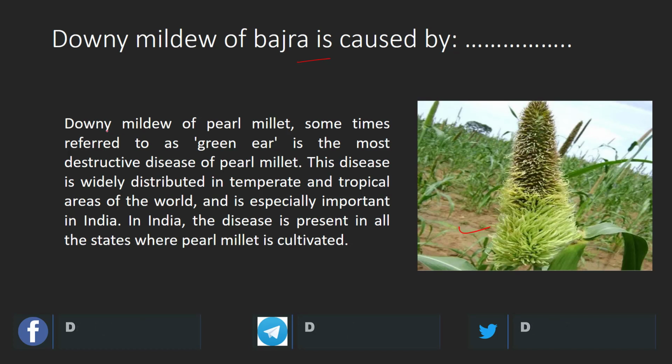You can see here the downy mildew of pearl millet, sometimes referred to as green ear, because the ears convert into a greenish structure. You can see here the whole ear has converted to greenish, and this is the most destructive disease of pearl millet. It is widely distributed in temperate and tropical areas of the world, and is especially important in India. In India, the disease is present in all the states where pearl millet is cultivated, with widespread infection everywhere pearl millet is grown.